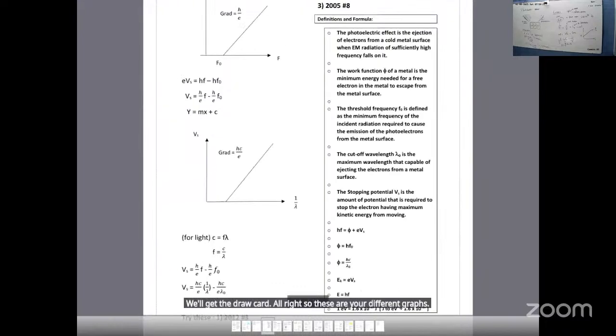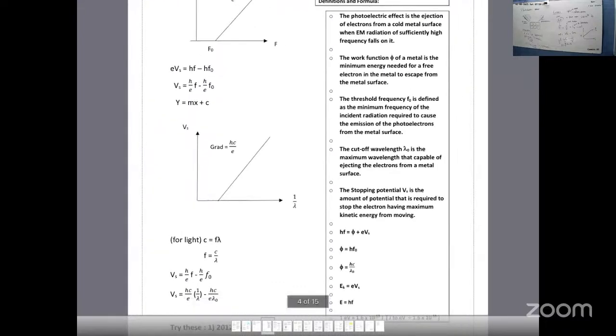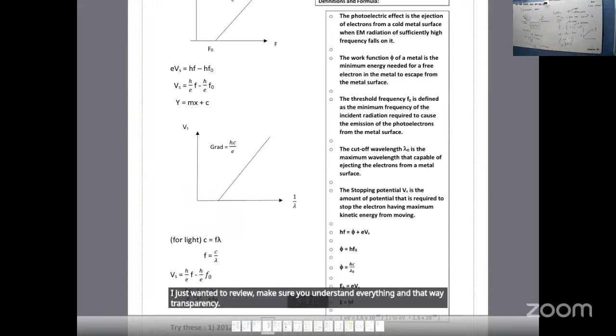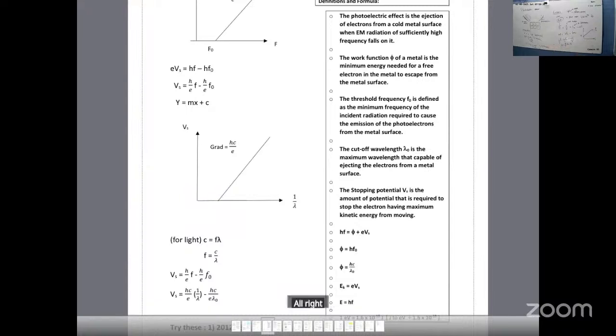For homework, I just want you to review and make sure you understand everything on that right hand side there. We'll probably review it via Kahoot or something and go over it and then jump into past papers. We'll do calculations next time. I don't want to do calculations today.